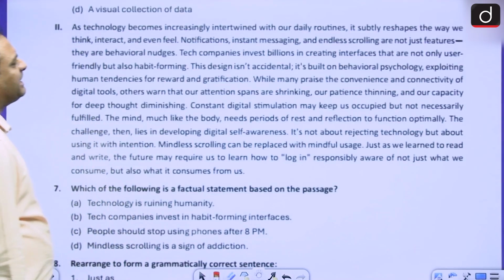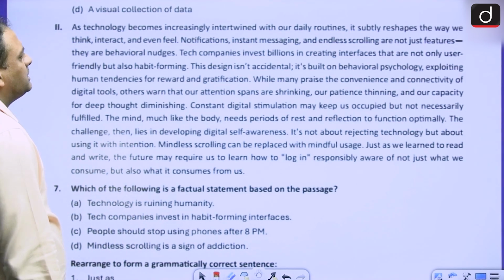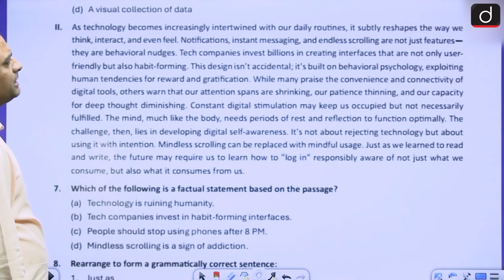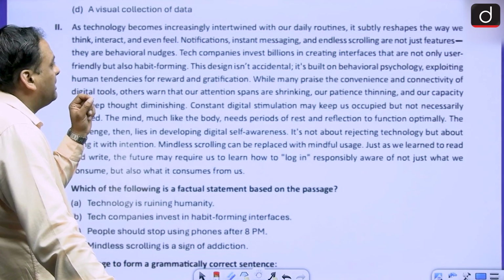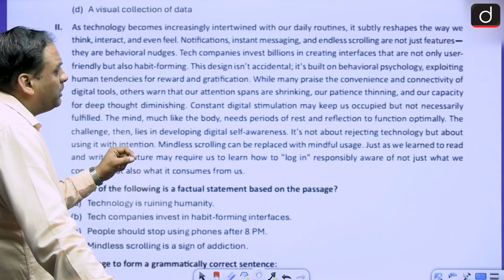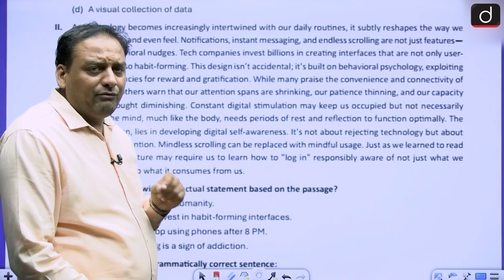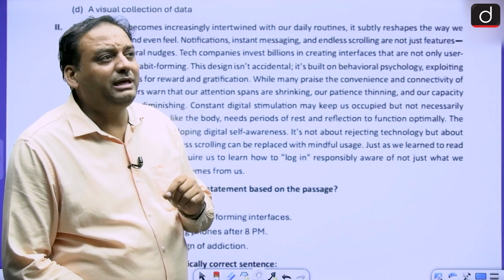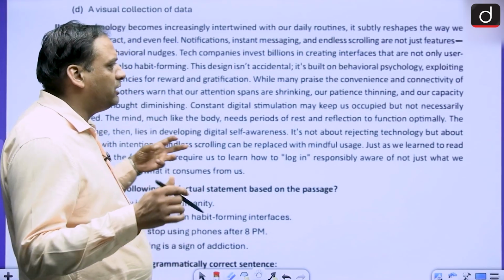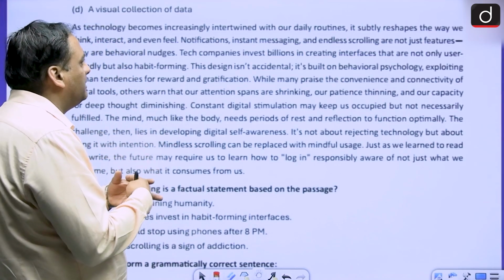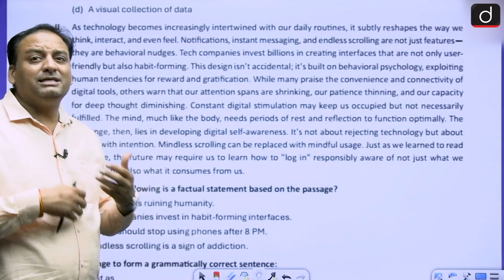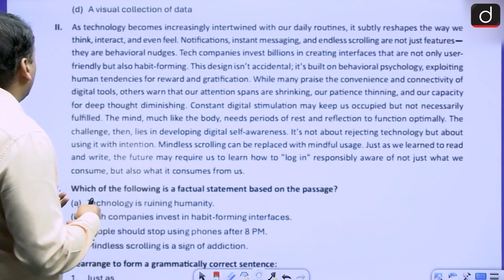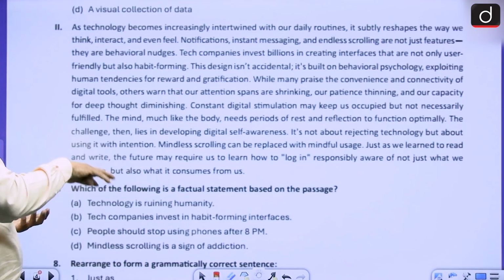As technology becomes increasingly intertwined with our daily routines, it subtly reshapes the way we think, interact and even feel. What is happening in today's life? In our daily routine, whatever we do every day, we use technology, we take help from technology. So technology and daily routine are mixed up together, closely connected, and it is subtly, quietly reshaping our thinking, interaction and feelings.